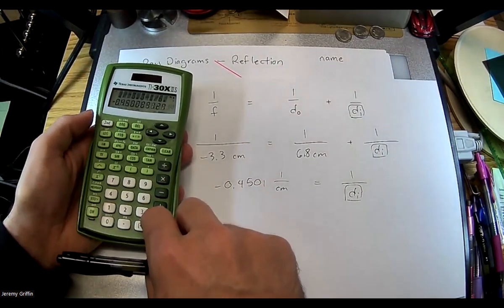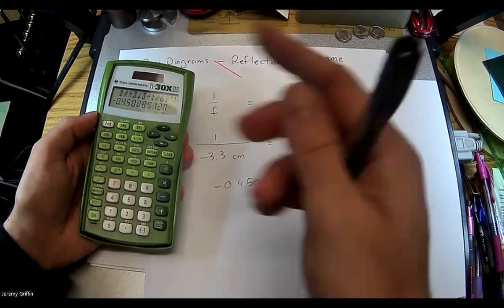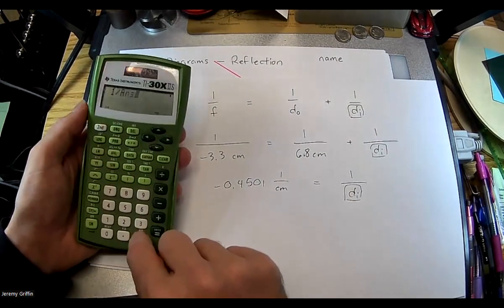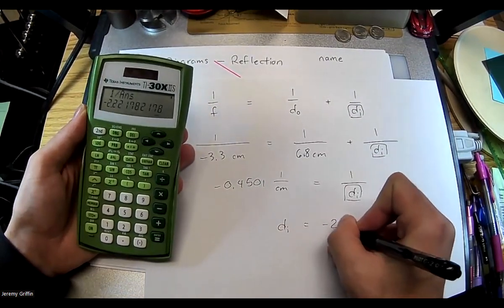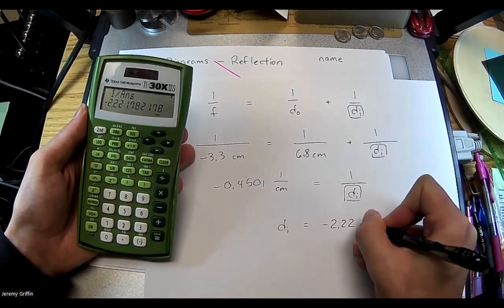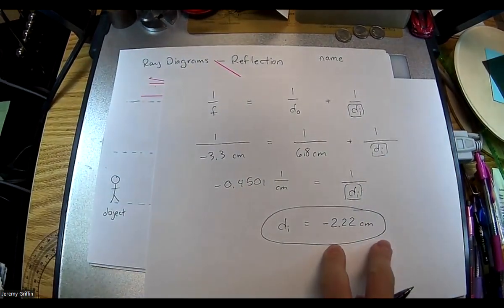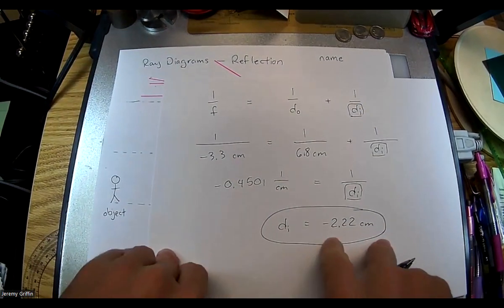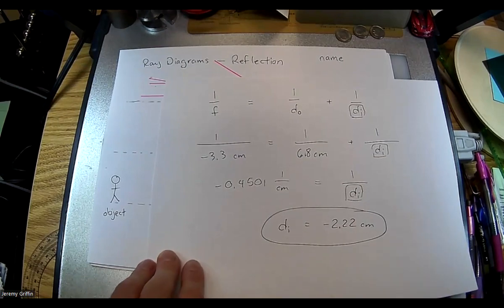I could do 1 over the answer, or I could hit this key above the 7 that says x to the minus 1. Both ways will do it. So 1 over the answer is a way to do it. Okay. Meaning distance image is negative 2.22 centimeters. That's what the math says where the image should show up, the reflection. The fact that it's negative means it'll be a virtual image. It'll be on the opposite side. It says about 2.2 centimeters, right?